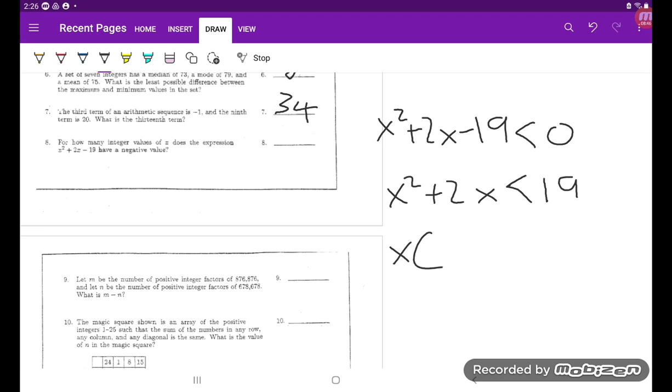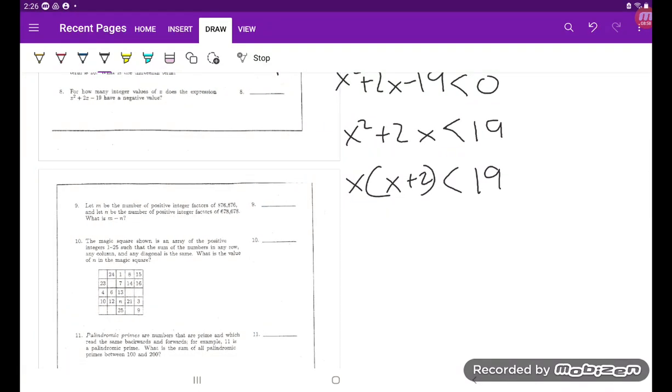Factor out the x. X times x plus 2 is smaller than 19. And then pretty much we have an equation. And then we can see what works. So first of all, let's start with the negatives. Which one obviously doesn't work? Let's see, if x is equal to -6, then -6 times -6 plus 2, so -4, that's going to be 24, which is too big.